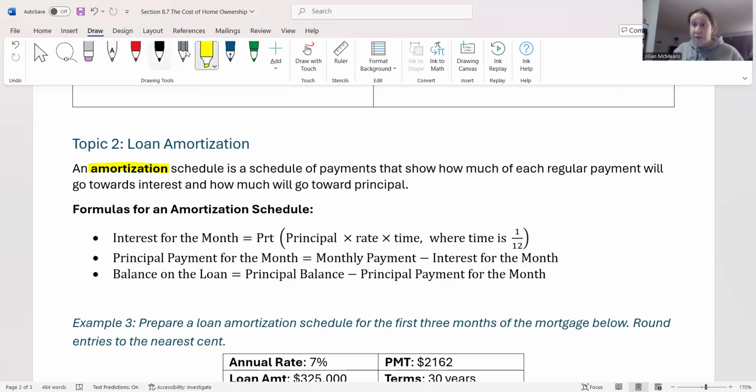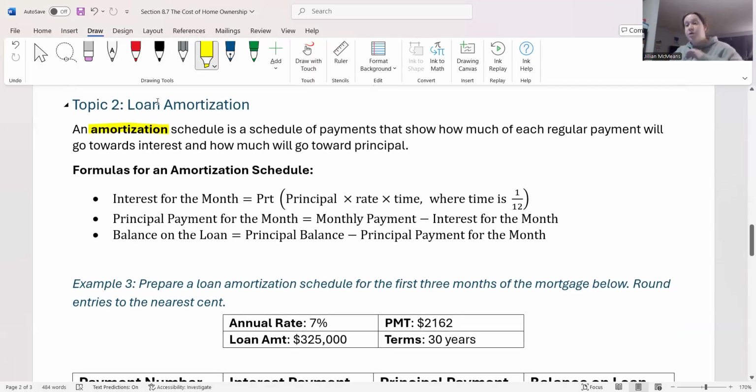Okay, so formulas. There are basically three formulas that we're going to calculate. Assuming we already know the mortgage payment, the loan amount, the interest rate. You kind of have to know that stuff going into an amortization schedule. You also need to know how many years are on the loan. Once you know that, there are three formulas we then use to calculate the different components of this amortization schedule. The first thing we have to calculate is the interest for just a single month.